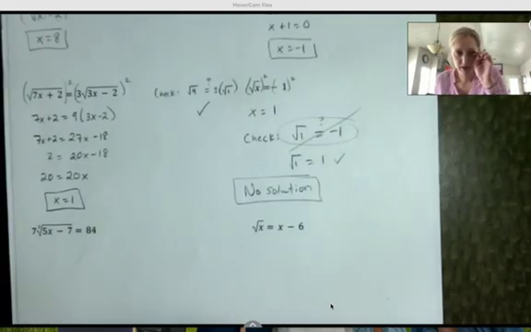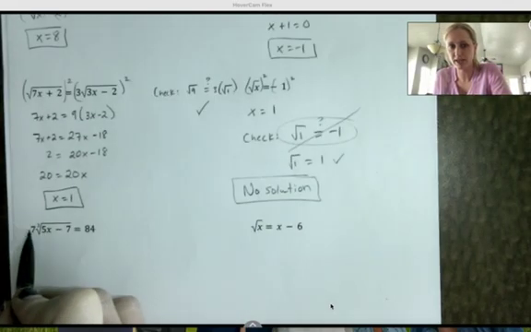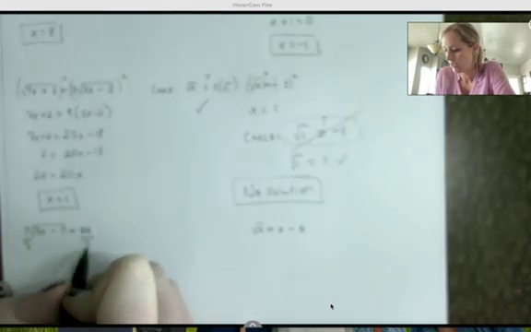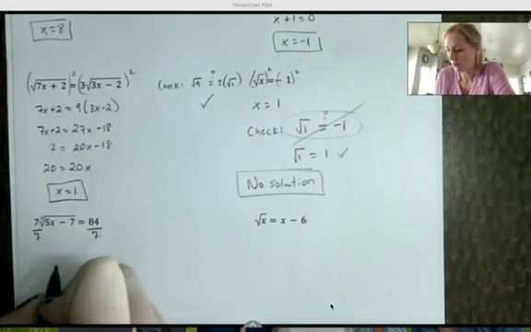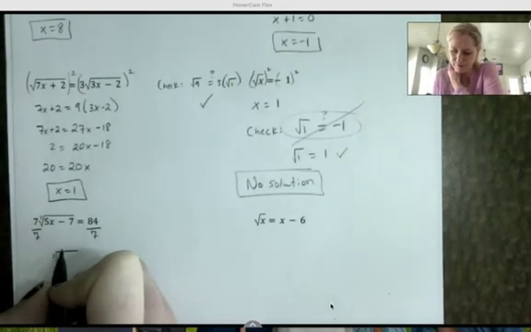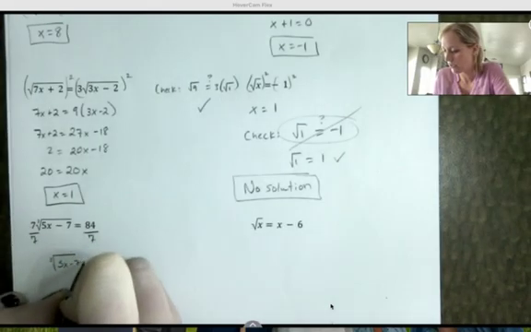Okay, this one is cube root. Again, I want to isolate the radical part first. So if I can get rid of the 7, I'm going to divide both sides by 7. And I get 12 there. So we've got cube root of 5x minus 7 equals 12.